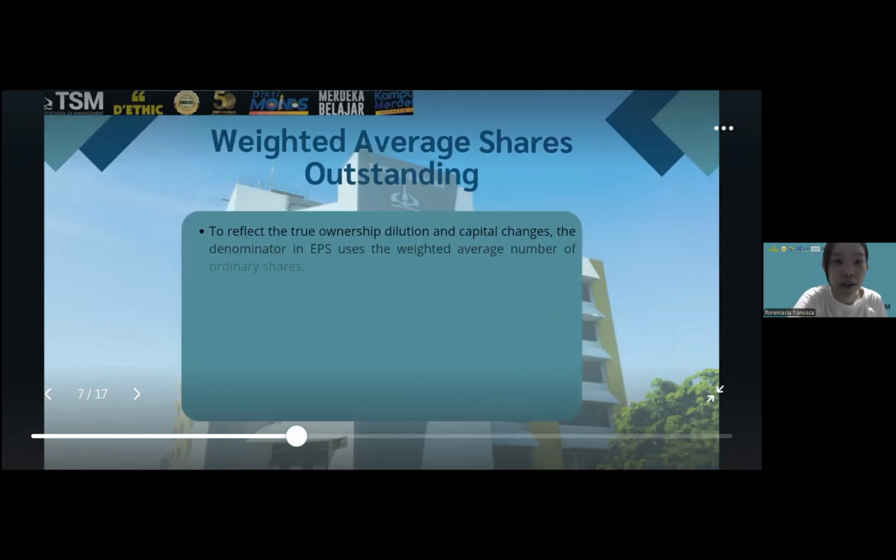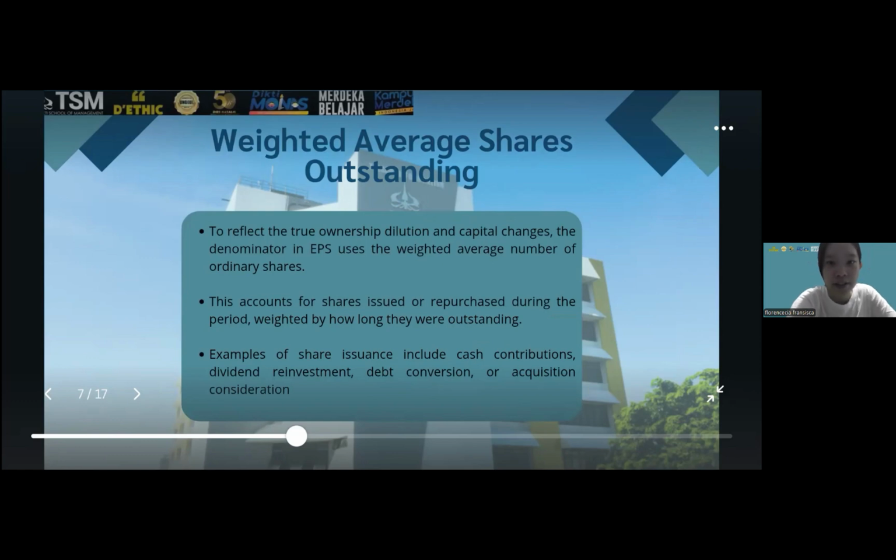So now we will learn about weighted average shares. We use the average number of ordinary shares during the year, adjusted for any changes like new shares issued or shares bought back, which are treasury shares. This is important because companies may issue shares at different times during the year. We count shares only from the date when the company actually received payment or service in return.